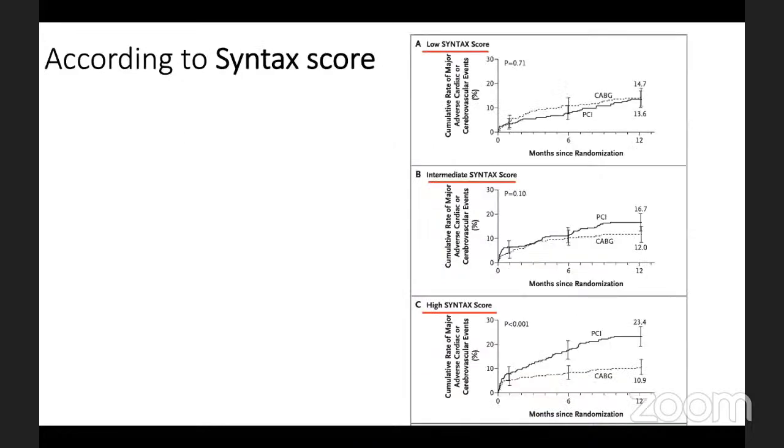Okay. What makes this study very unique? They looked into the SYNTAX score. Anybody know what the SYNTAX score is? It measures the complexity of the coronary artery disease. How does it measure the complexity? After coronary angio, you can calculate the SYNTAX score according to the lesion. Where is the lesion? How many lesions? Is it proximal? Is it distal? So there's criteria that you look into. That's how you calculate the SYNTAX score.